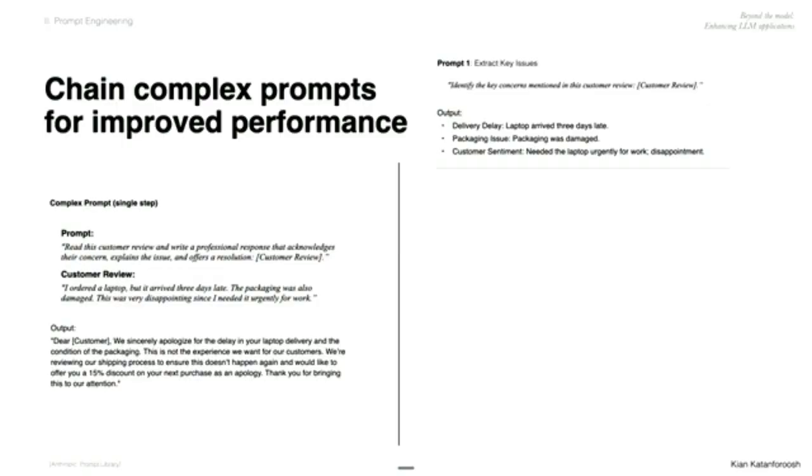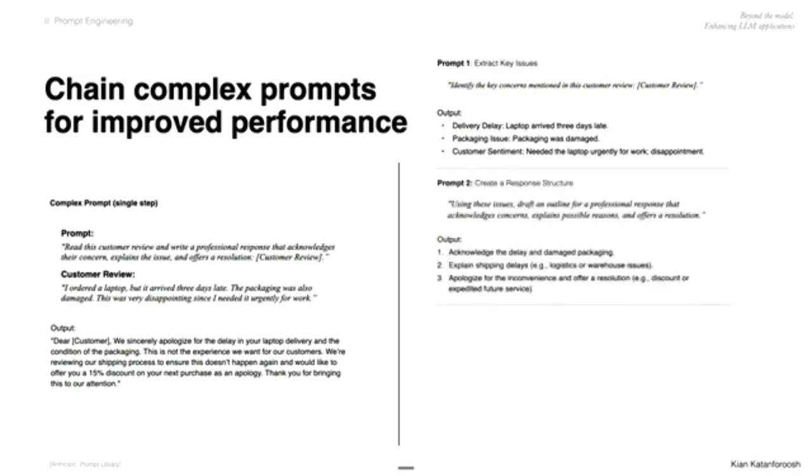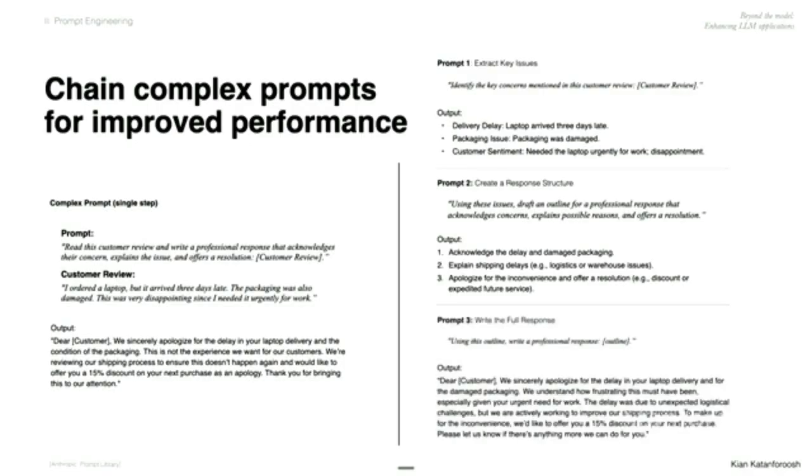Let's say a first prompt is: extract the key issues. Identify the key concerns mentioned in this customer review. Paste the customer review. Second prompt: using these issues, so you paste back the issues, draft an outline for a professional response that acknowledges concerns, explains possible reasons, and offers a resolution. So this is not, prompt number 3, write the full response. So using the outline, write the professional response. And then you get your final output.